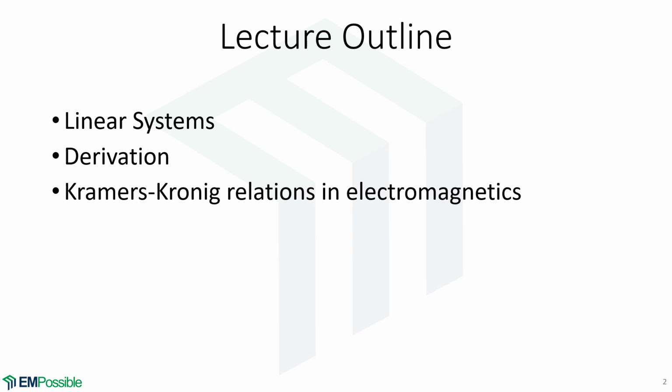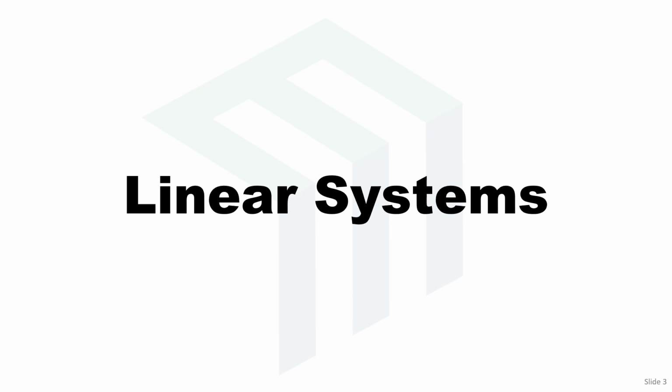But it actually originated in linear systems. So that's where we'll start. We'll then derive the Kramers-Kronig relations. Then we'll write them for electromagnetics, and then we'll finish by discussing really why they're important in electromagnetics. Linear systems.